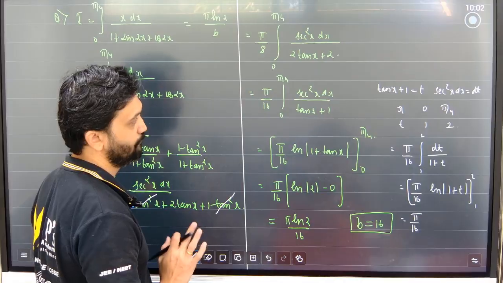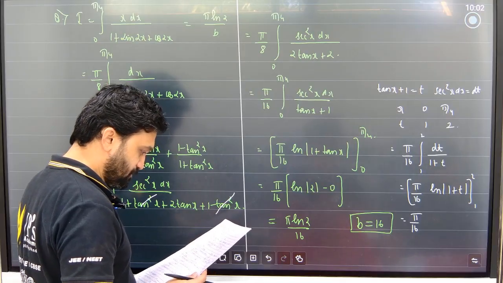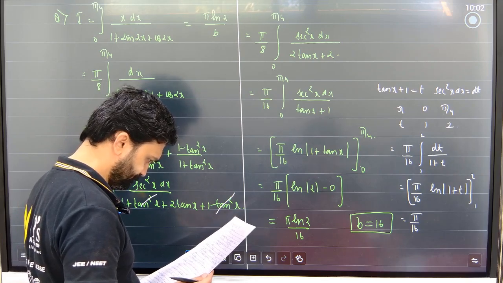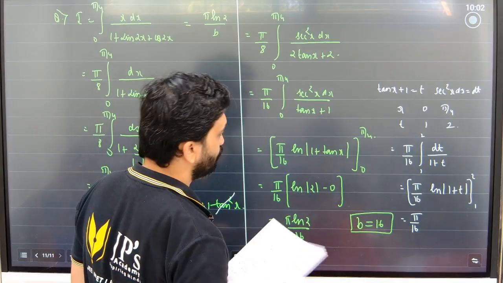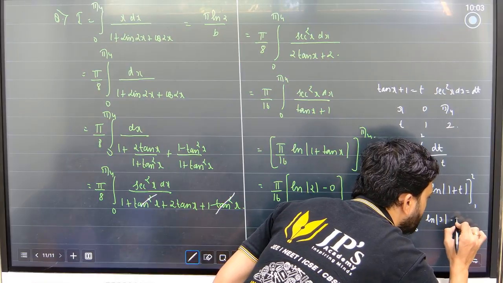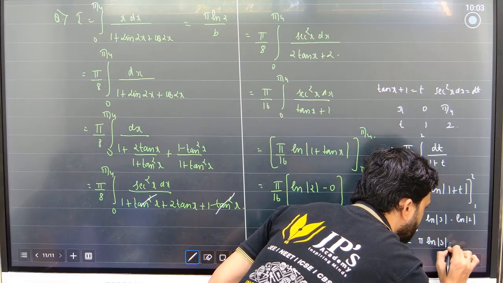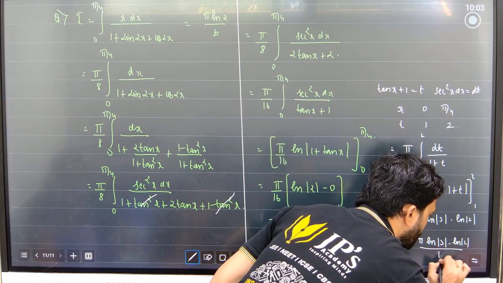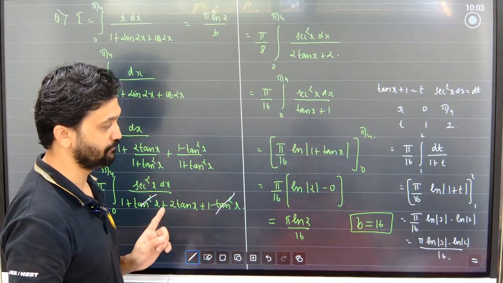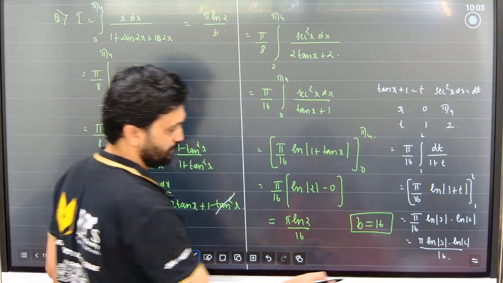Okay, I have taken 1 plus tan x as t. Now if I substitute in pi by 16 ln t, there you go. So if I substitute, this will become ln mod 3 minus ln mod 2. This will become pi times ln mod 3 minus ln mod 2 upon 16. Here it is asked pi ln 2. Now if I take pi ln 2 by b, this is equal.